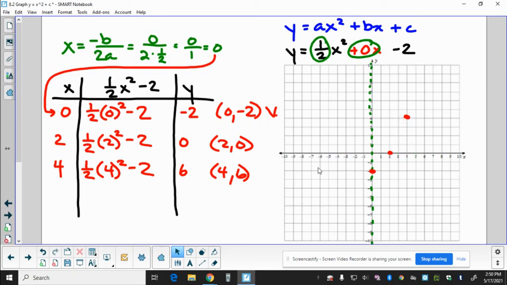4 and then 6. All right, next thing I'm going to do, use the line of symmetry. I'm going to reflect some points across it. So 2 units away there, 4 units away there. I'm going to go ahead and draw in my parabola, nice U-shaped graph with some arrows. And there you go. I think we're getting the idea of that.